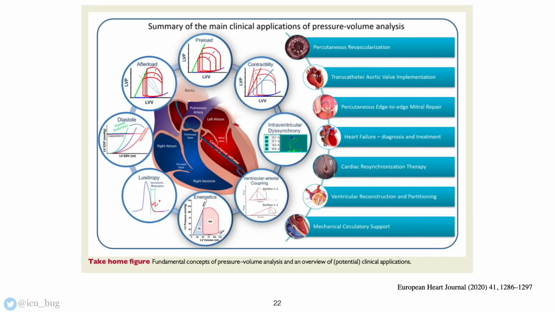In summary, pressure volume analysis has multiple clinical applications, as we can see in this slide. But for an intensivist, the most important utility of a pressure volume analysis is giving us a conceptual framework to understand the interplay of preload, afterload, contractility and diastolic function of the heart, as well as to understand bioenergetics of the heart and ventricular arterial coupling.